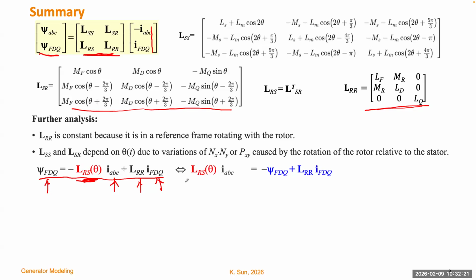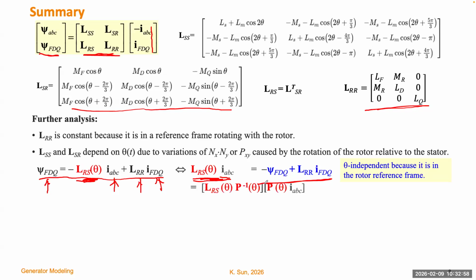Which means if we move this item, the product of this theta dependent inductance block with the current vector, the right-hand side, which I color in blue, doesn't depend on theta at all. So we can make some change here and create a new reference frame in which the inductance matrix and current are both theta independent. Okay, so we can make the left-hand side of the equation theta independent.